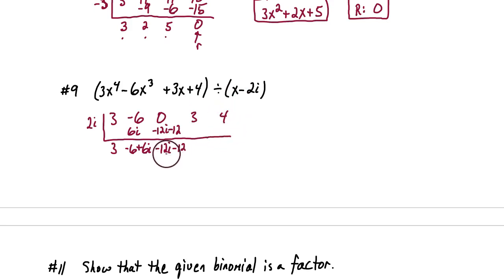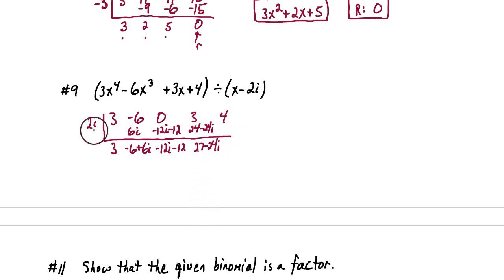Let's multiply our negative 12i minus 12 by the 2i that's out front. Negative 12i times 2i is negative 24i squared. That makes 24. Negative 12 times 2i is negative 24i. Now add these together. It's 27 minus 24i.